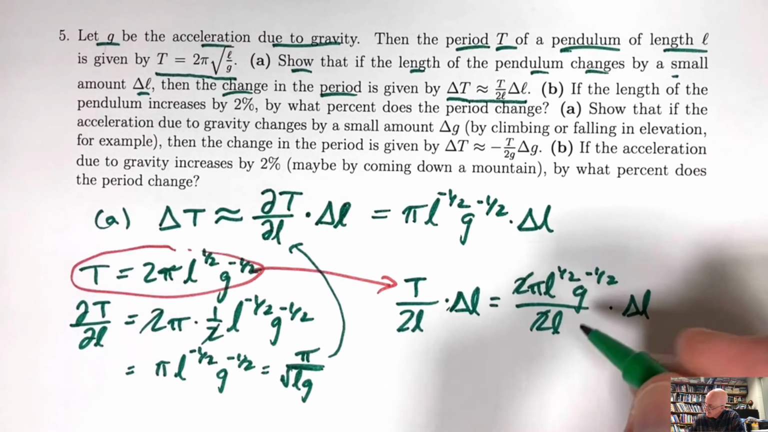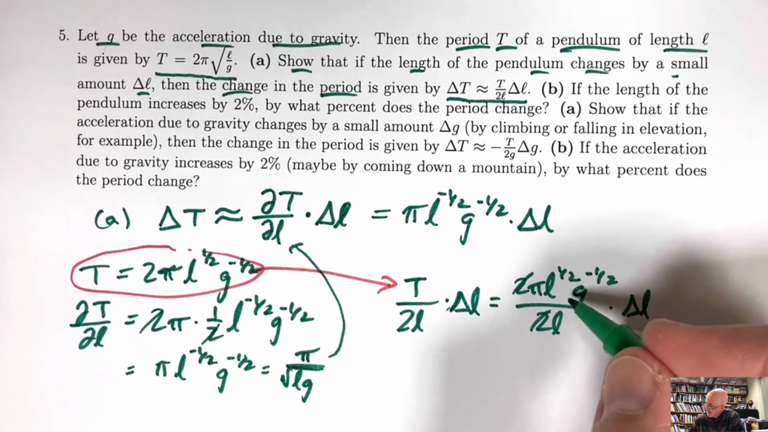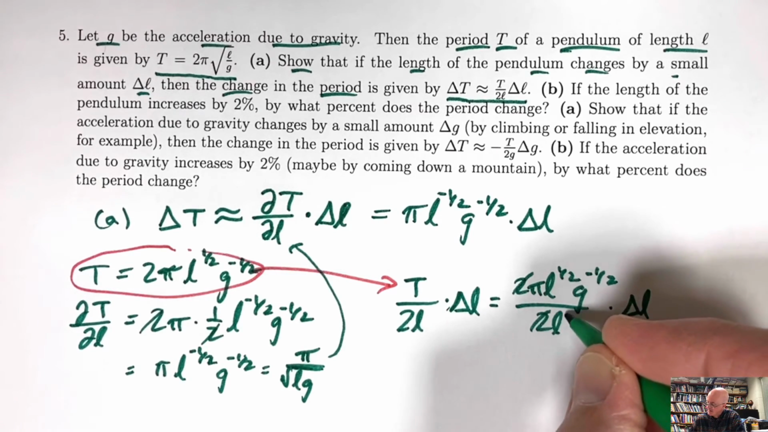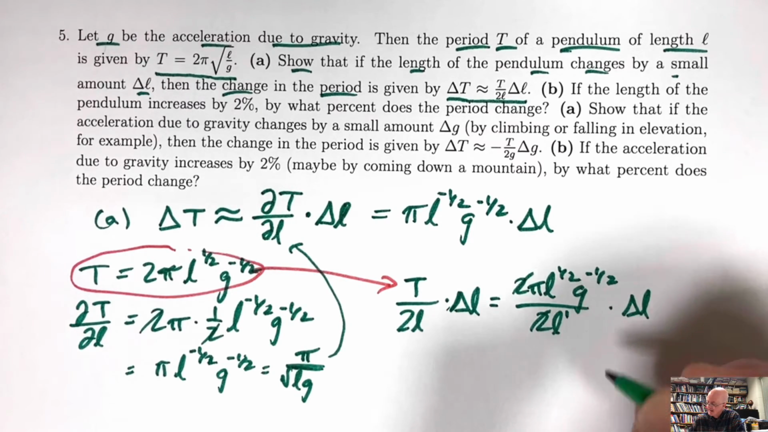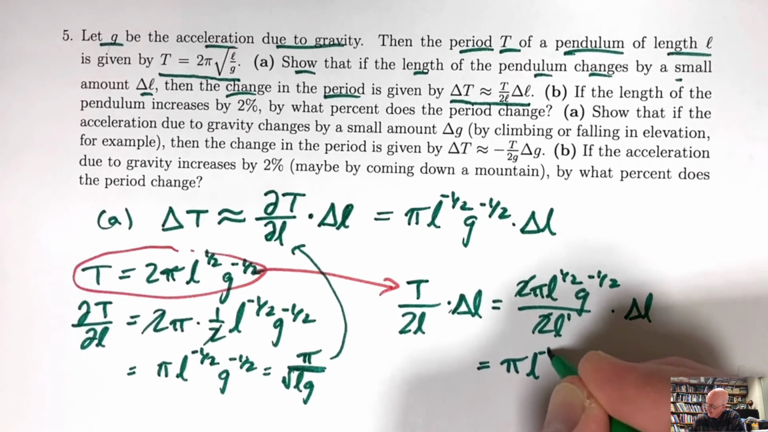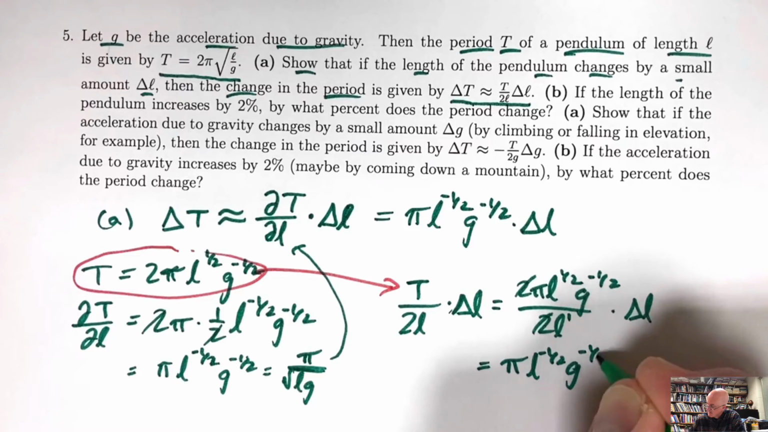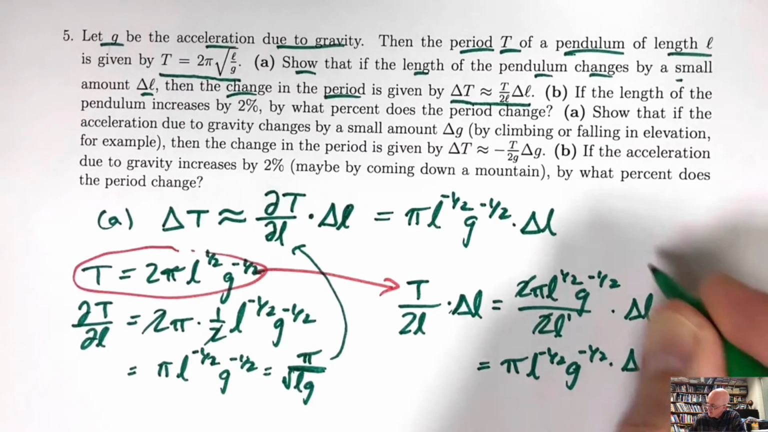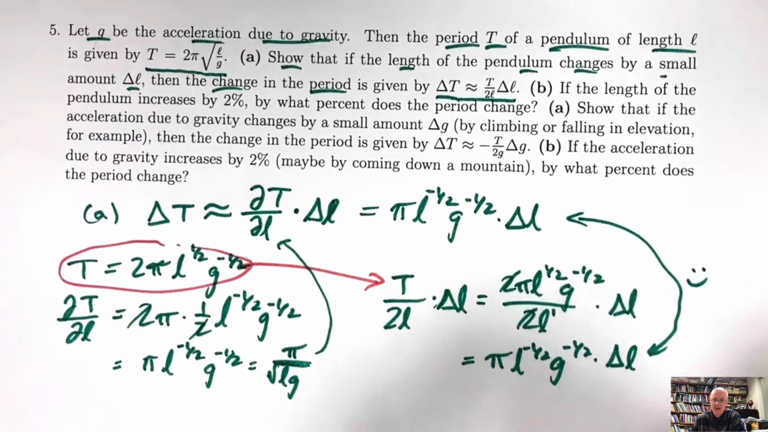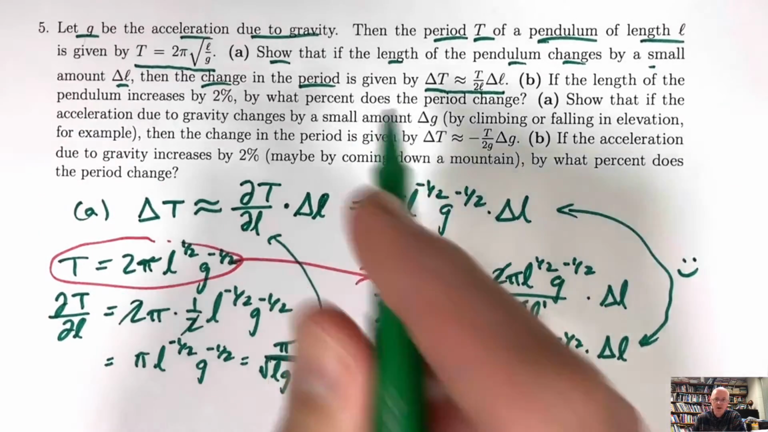The 2's divide out. The L to the 1/2 divided by L is the same as L to the negative 1/2. I could subtract the exponents. And indeed, I get the exact same thing as this. I get pi L to the negative 1/2 g to the negative 1/2 times delta L. So those match, making me happy. And that means we have verified part A.